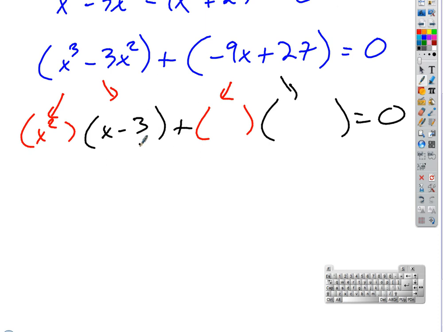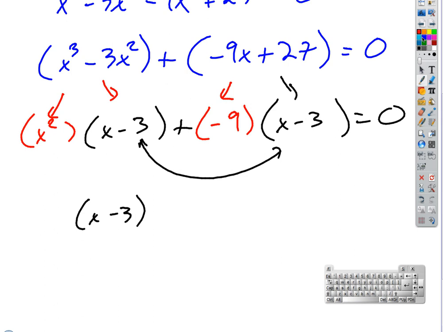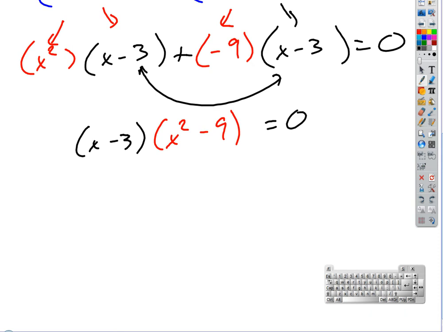We know if factoring by grouping is going to work, that has to be x minus 3. What can I factor out to get that? Negative 9, sure. Okay, and so then look what I've got. On the left side, I've got this group plus this group. Each of those groups has a common factor that I can pull out. So I've got x minus 3 times x squared minus 9 equals 0. And then I can just set those equal to 0 and solve.